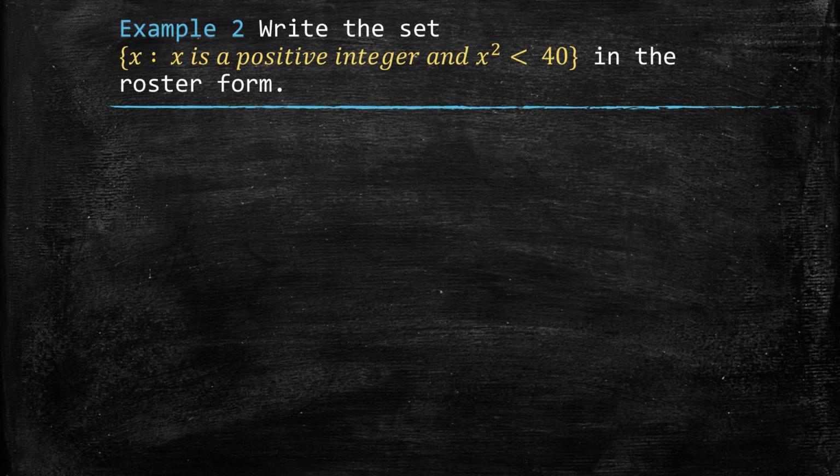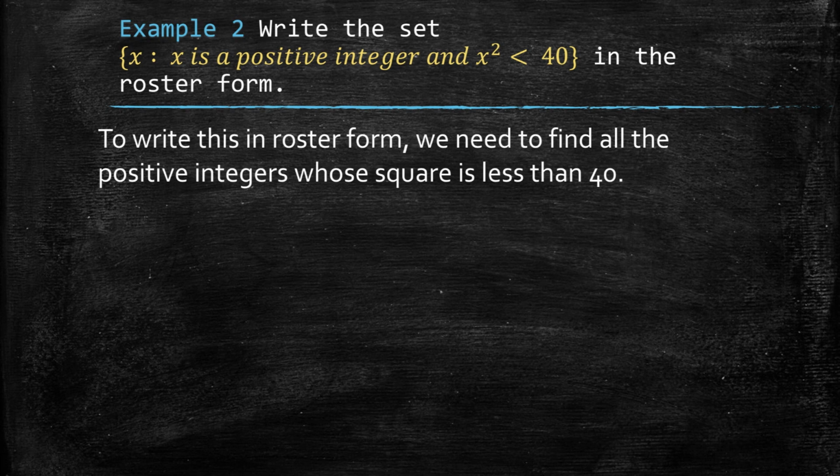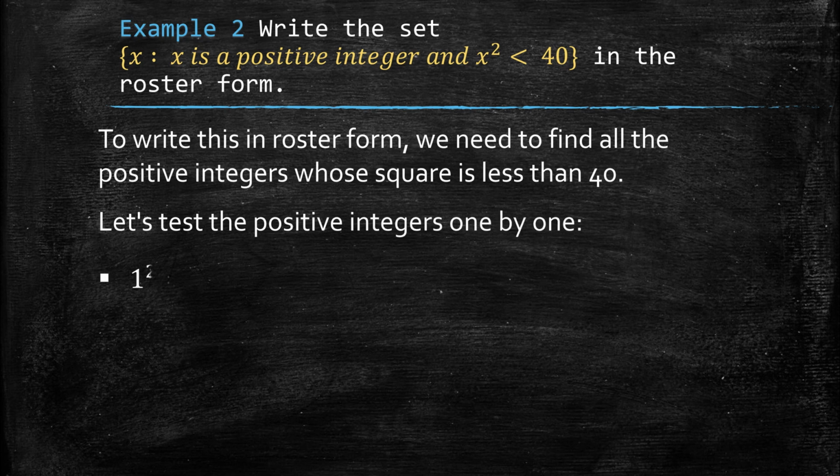The given set is described in set builder notation as the set of all x such that x is a positive integer and square of x is less than 40. To write this in roster form, we need to find all the positive integers whose square is less than 40. Let's test the positive integers one by one.